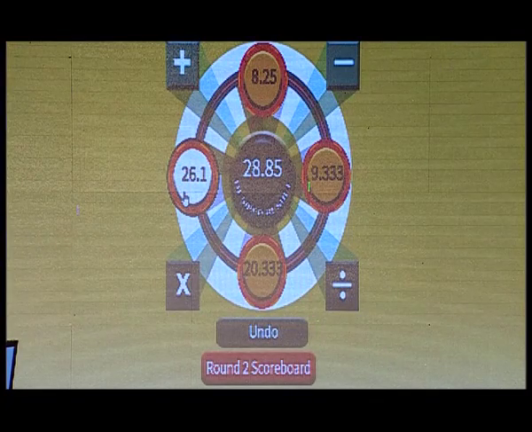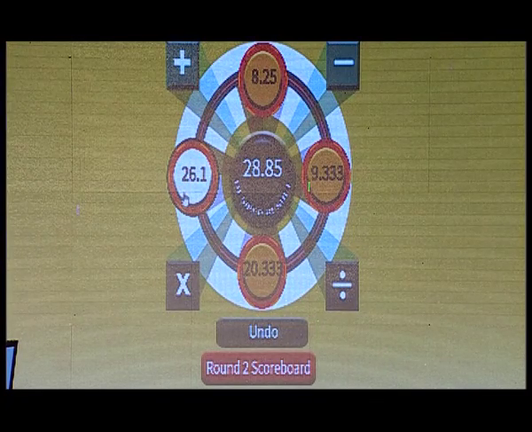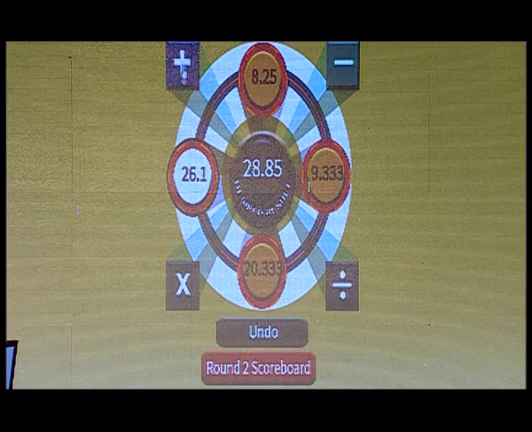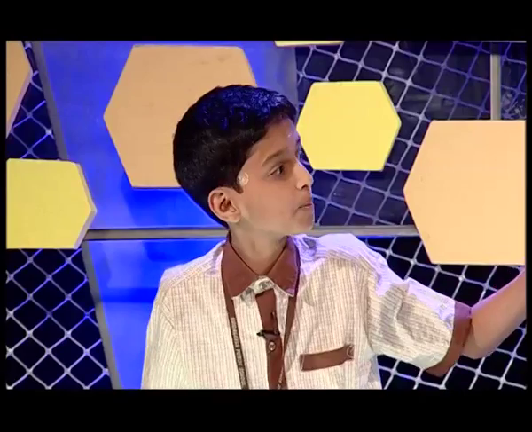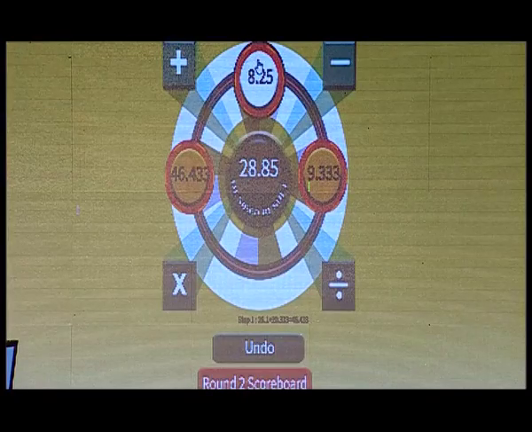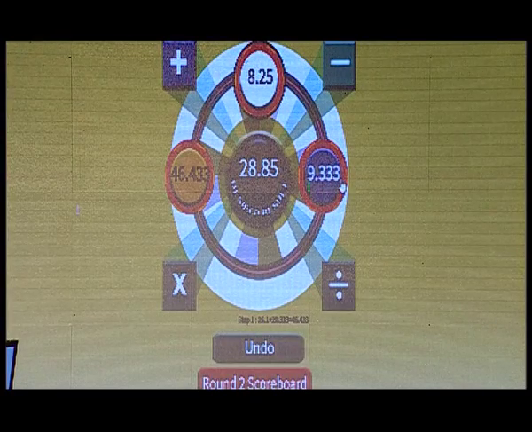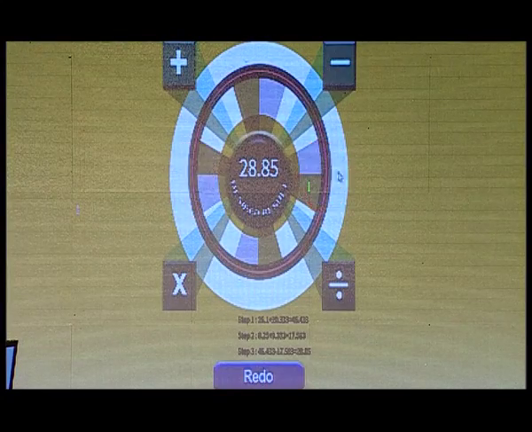I added 26 and 20.333. Then I added 8.25 and 9.333. Then I subtracted both the numbers, 46 minus 17. Okay, well done, well done.